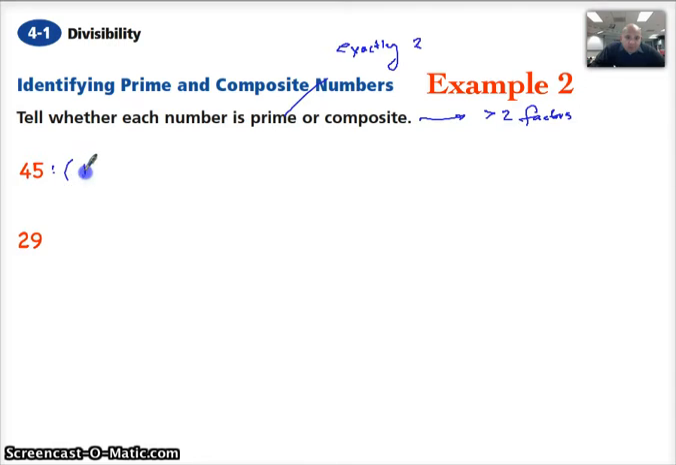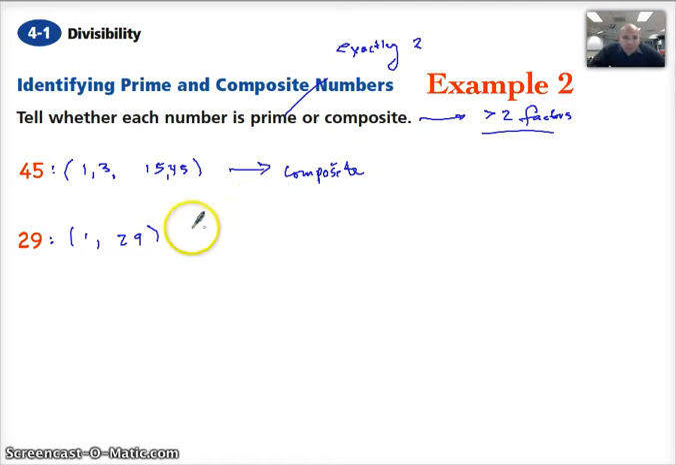With 45, I know that 1 and 45 are factors. I know that 3 goes into it. Wow, I already know 3 times what? Oh, 15. 3 times 15. So at this point, I don't even have to list all the factors. I know that this is composite because it has more than 2 factors. Let's look at 29. The only factors I know for 29 are 1 and 29. There are no other factors. So this makes this a prime number.